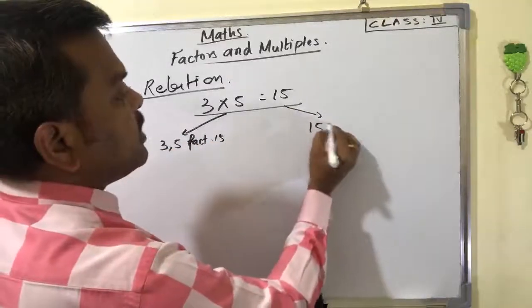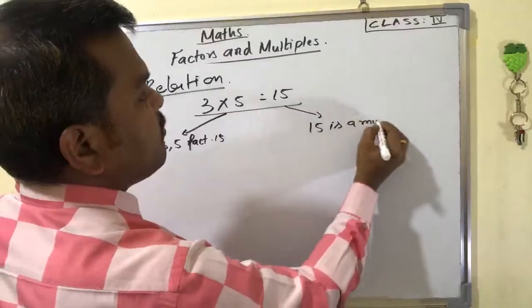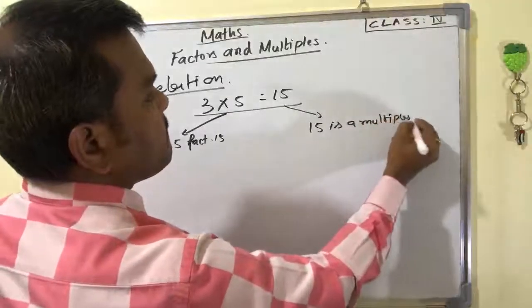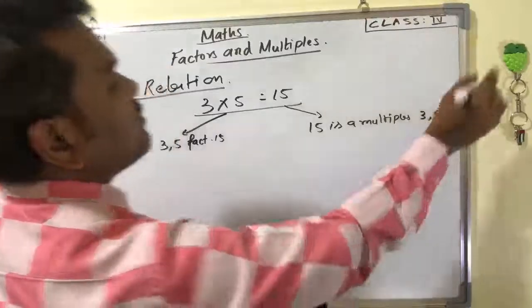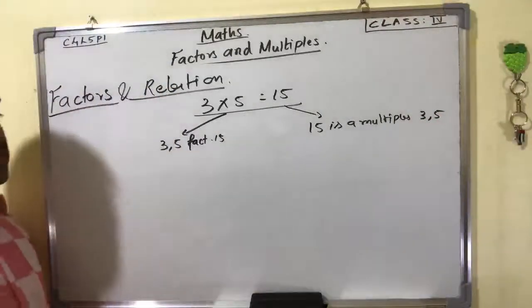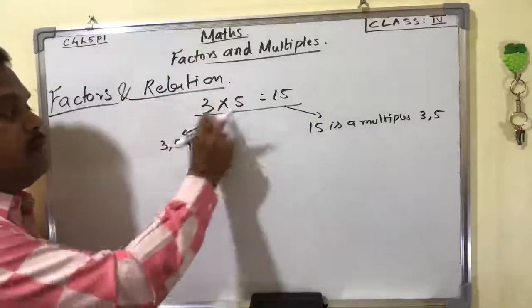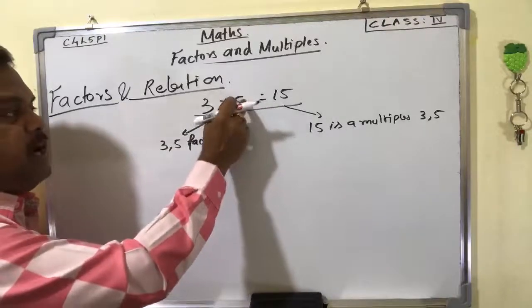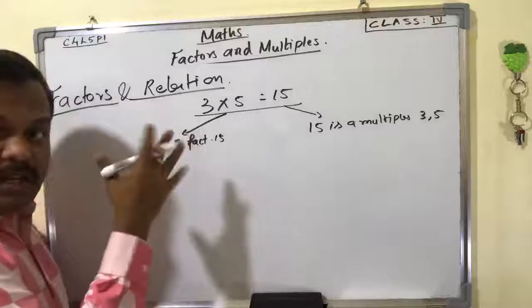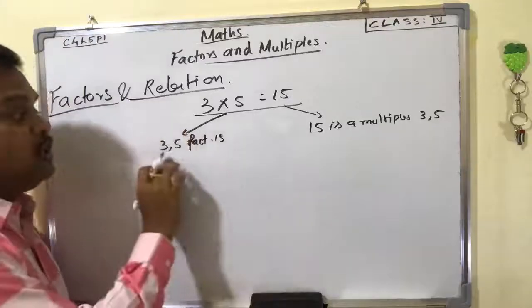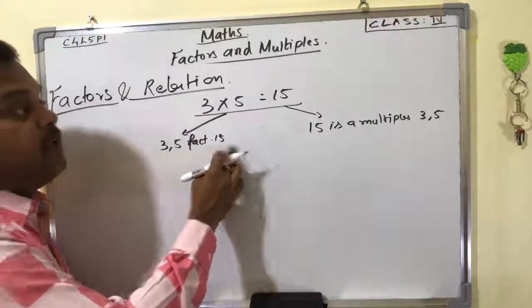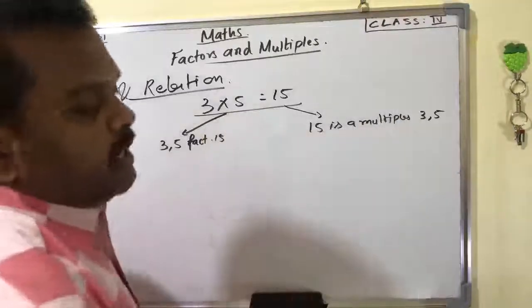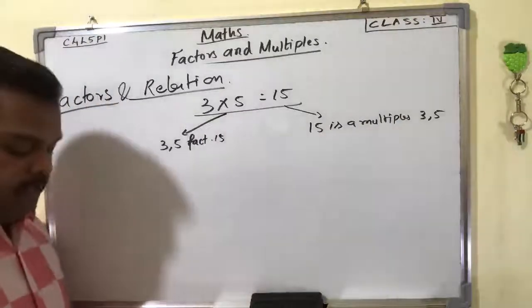Here, 15 is a multiple of 3 and 5. Understood? Look here. 3 and 5 are factors of 15, because if we divide 15 by 5 or 3, we will not get any remainder. The remainder will be 0. So 3 and 5 are factors of 15, and 15 is a multiple of 3 and 5.